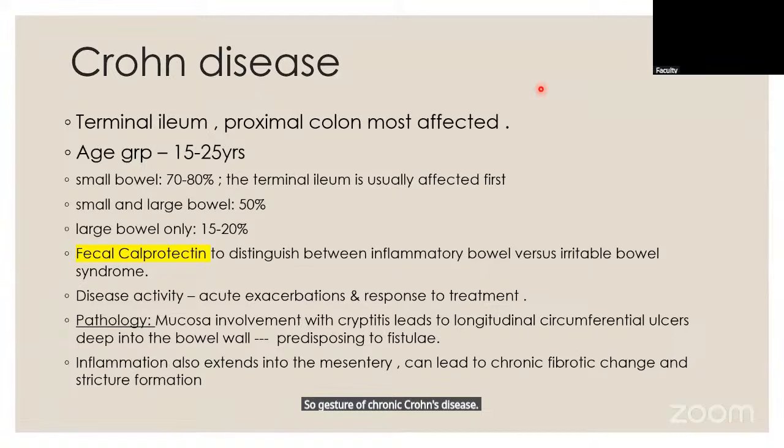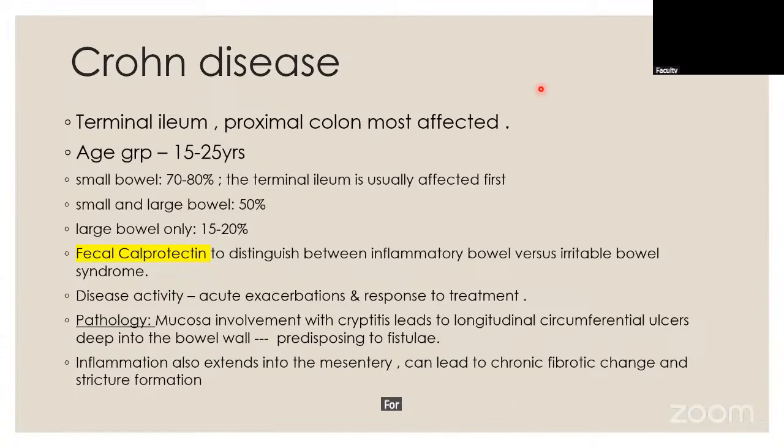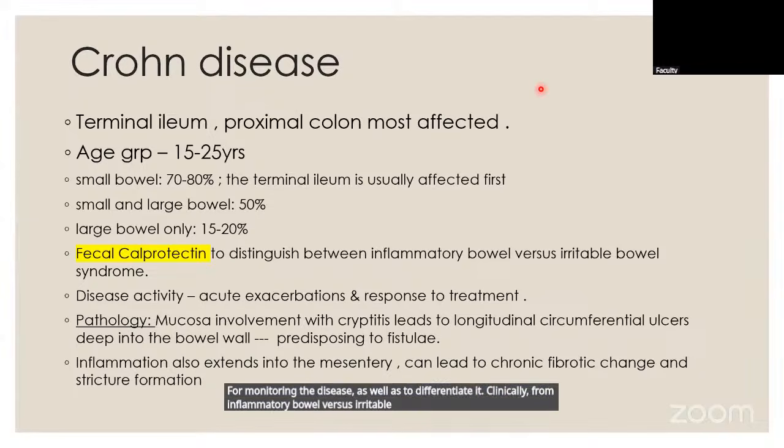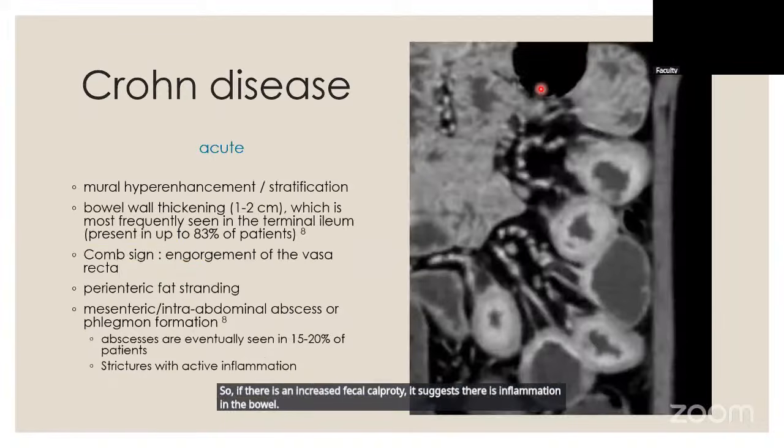So Crohn's disease typically affects the terminal ileum and proximal colon. The small bowel predilection is more, and fecal calprotectin is a biomarker which is used for monitoring the disease, as well as to differentiate it clinically, inflammatory bowel disease versus irritable bowel syndrome, which is a functional disorder, while inflammatory bowel disease is a disease of the mucosa. So if there is an increased fecal calprotectin, it suggests there is inflammation in the bowel.